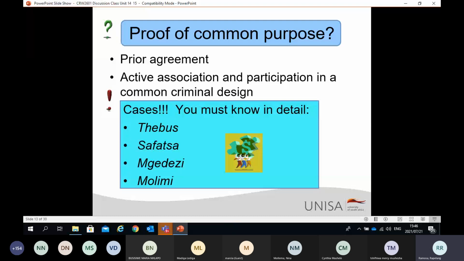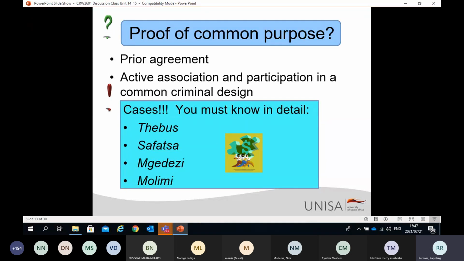But then usually what happens is that people go out, perform a robbery, and then in the course of a robbery, someone or some people get killed. Now, in that process, we can say that the robbery or the cash in transit heist was part of the prior agreement. So it was part of the mandate. So it's easy to use the principles of imputation in those instances.